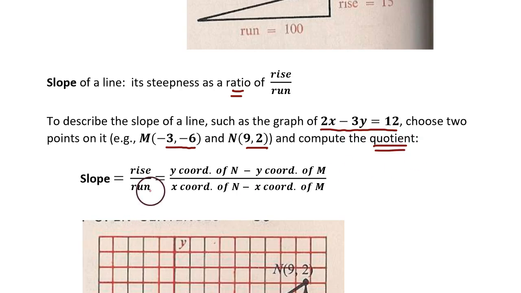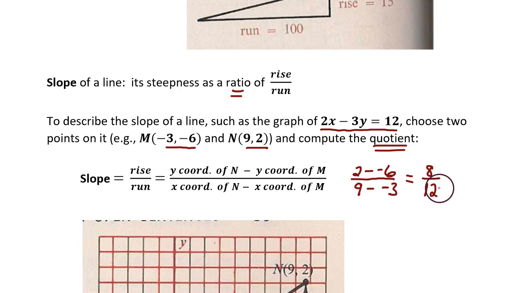The quotient we're interested in is rise divided by run. To find the rise, we can find the difference of the y-coordinates. The y-coordinate of N is 2. The y-coordinate of M is -6. And for run, we find the difference of the x-coordinates. The x-coordinate of N is 9, and the x-coordinate of M is -3. Now perform these subtractions. 2 minus -6 is 8, and 9 minus -3 is 12.